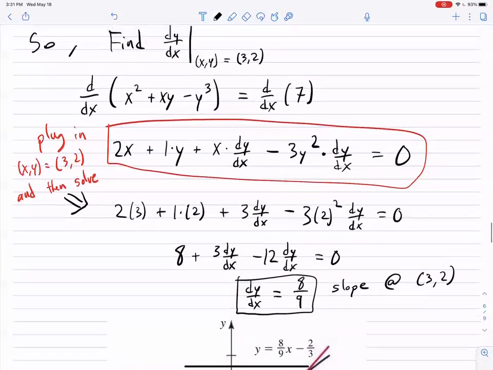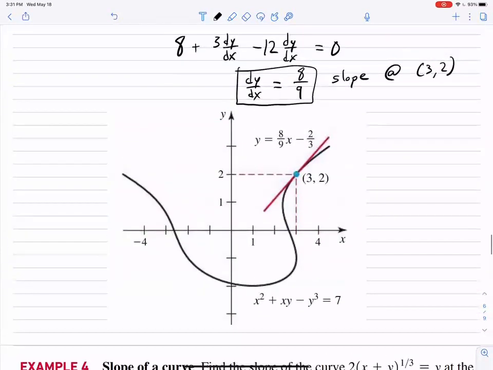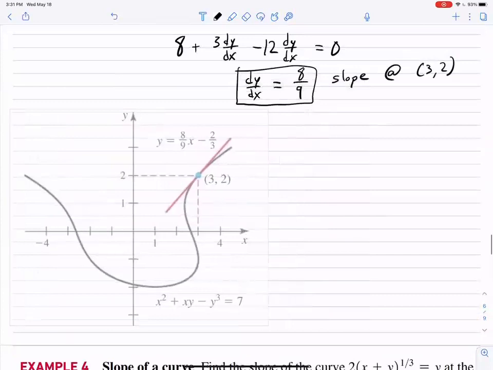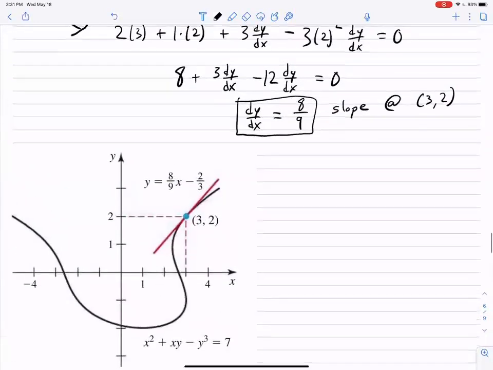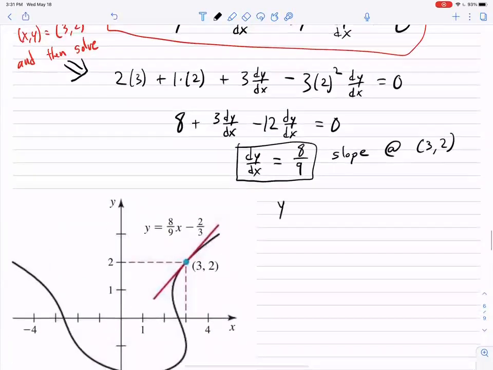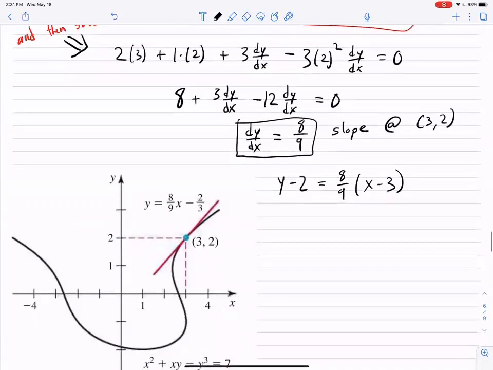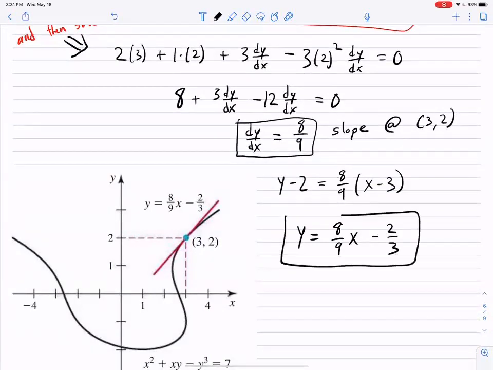And so now we have the point and the slope. And here's the picture of it. Let me move it over to the side. They gave away the answer, but let's just finish the work. So the point is, because the point was 3, 2, y minus 2 equals 8/9 times x minus 3. And then if you solve for all that, you get that y equals 8/9 x minus 2/3. And so that is the tangent line.